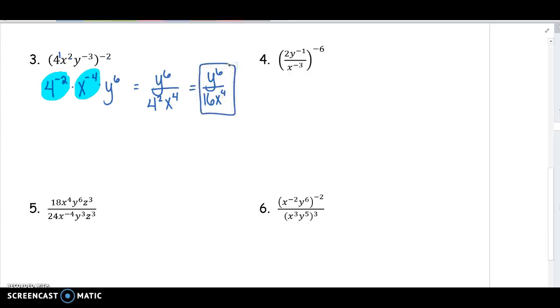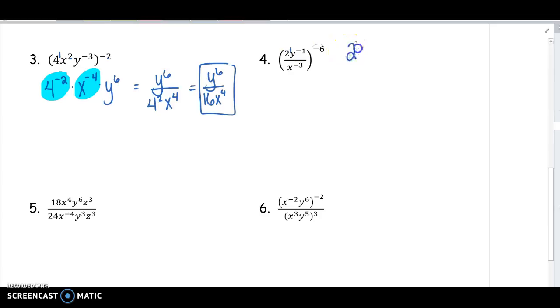All right, number 4 is almost identical to number 3. It just happens to have a little division bar in there, which is no big deal. So try number 4 on your own. There's parentheses, so we need to multiply this -6 exponent to all of the other exponents. Keep in mind that it's not 2y to the -1, it's 2 times y to the -1.